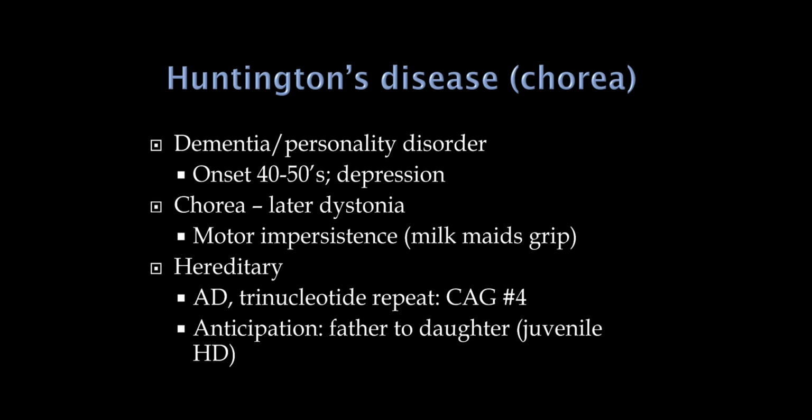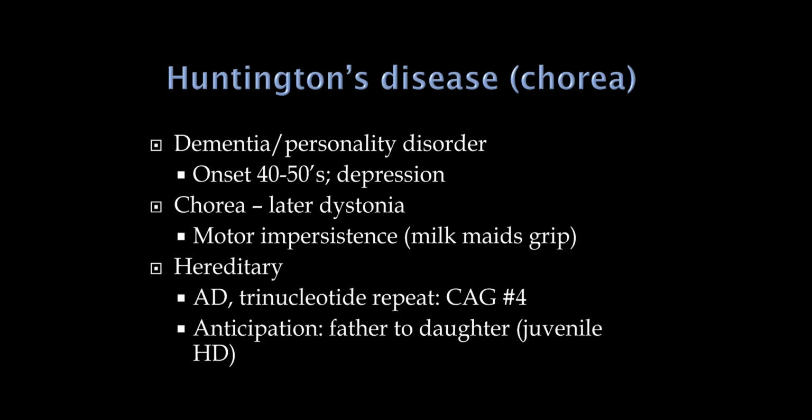Now, Huntington's disease, the triad, is of course dementia, which usually starts out with a personality disorder. So the initial symptoms are the patient is irritable, they're getting into fights with people, they have depression. And so usually onset in 40s and 50s. Depression is really common because this is autosomal dominant, so most individuals have known family members that have it. So actually suicide attempts and suicide success is a real issue in Huntington's disease.